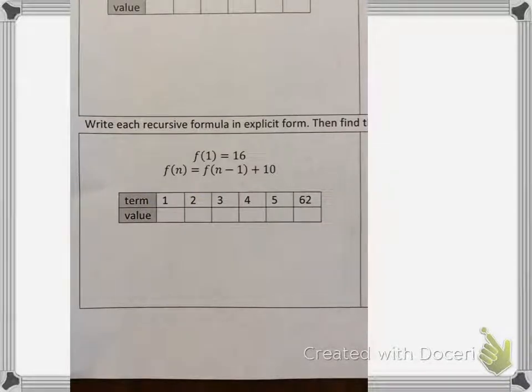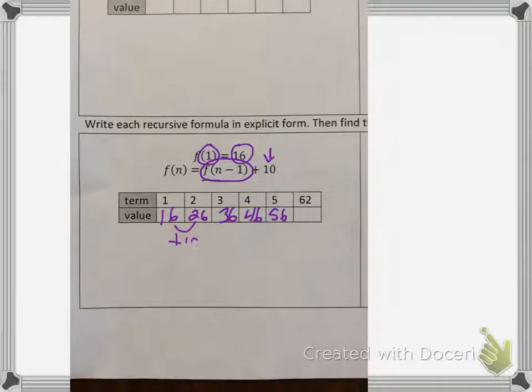All right, this one tells me that my first term is 16. So I'm going to put my first term of 16 in my chart, and then it gives me my formula again. This is a recursive formula because it says take the previous term and add 10 to it. So if this term is 16, I'm going to add 10 to that, and I'm going to get 26 here. I'm going to get 36 here, 46 here, and 56 here. But I really can't use that formula to find the 62nd term.